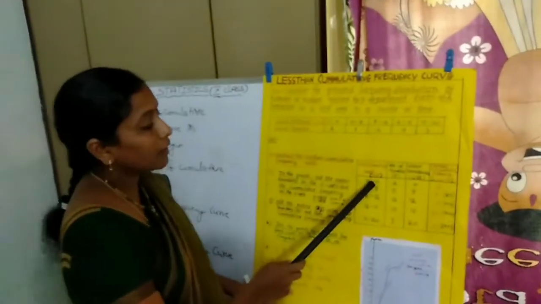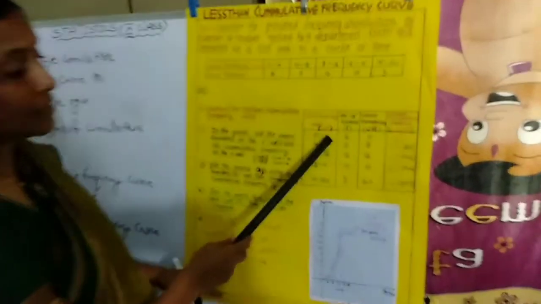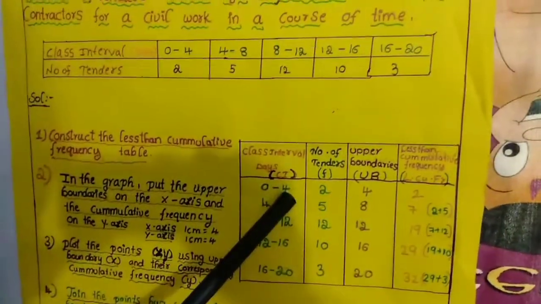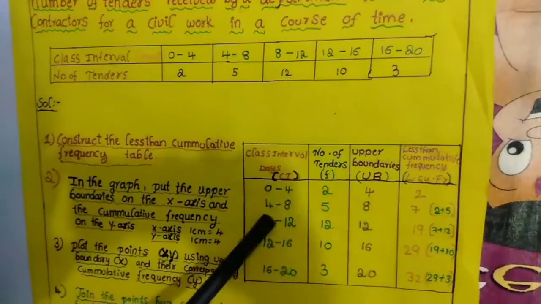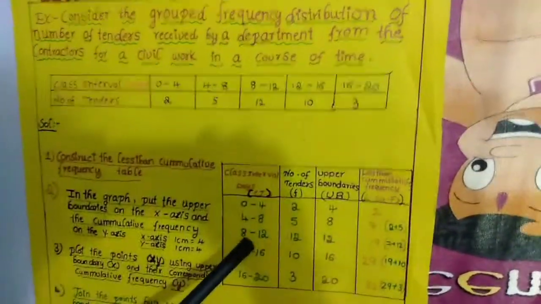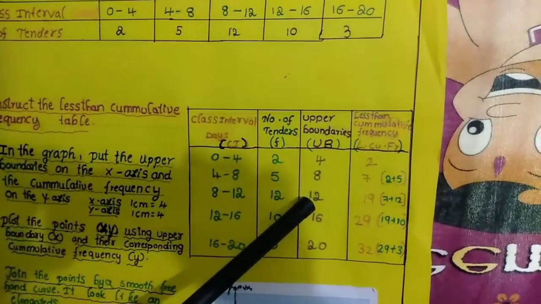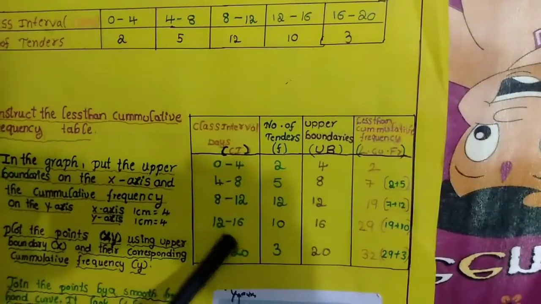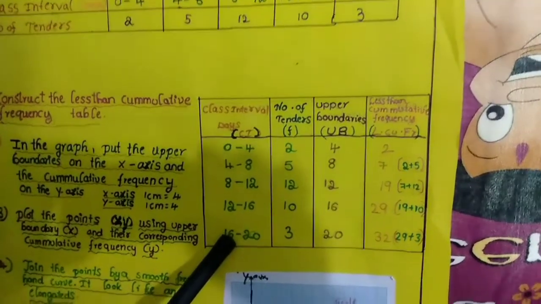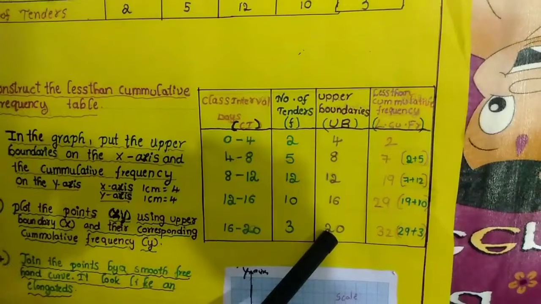So we can find the upper boundaries of each class interval and write them down in this column. In the first class interval 0 to 4, the upper boundary is 4. In the second class interval 4 to 8, the upper boundary is 8. In the third class interval 8 to 12, the upper boundary is 12. In the next class interval 12 to 16, the upper boundary is 16. And in the last class interval 16 to 20, the upper boundary is 20.